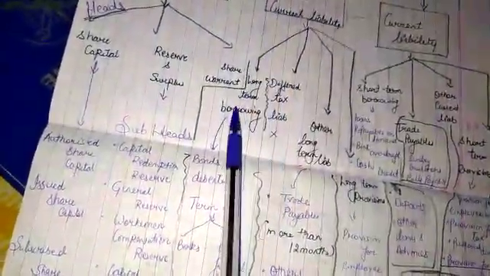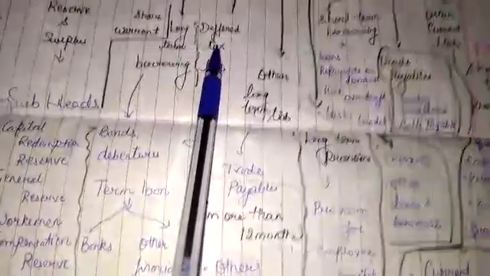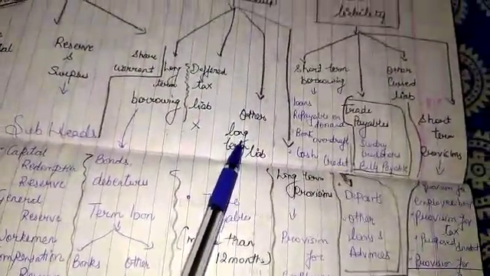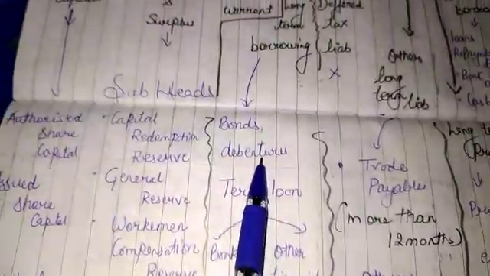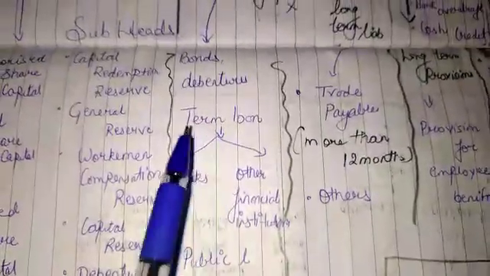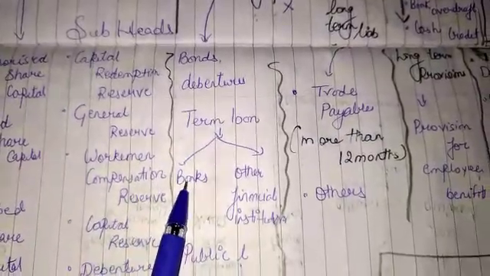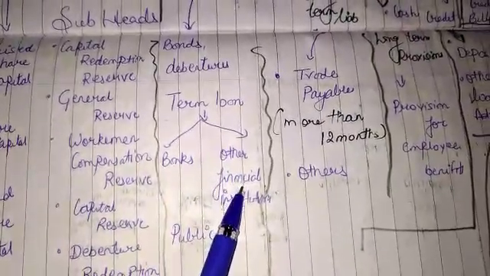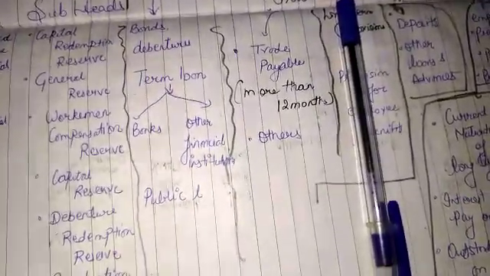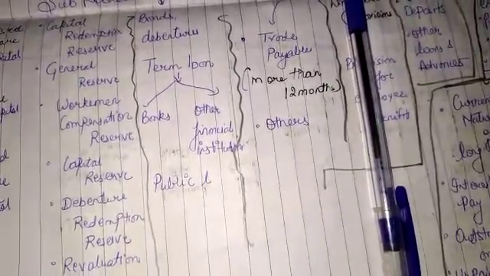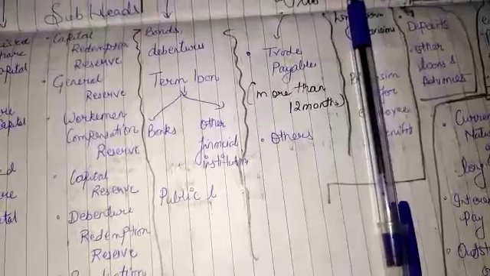Now we are coming to non-current liability, the second main head. In non-current liabilities, there are four heads. First is long-term borrowing, second is deferred tax liability, third is other long-term liability, fourth is long-term provisions. First of all, we are discussing long-term borrowing. In long-term borrowings, we have bonds or debentures and term loan. Term loan is subdivided into two categories: loans taken from banks and from other financial institutions. Other financial institutions are like friends, relatives, and other banks which are not nationalized.